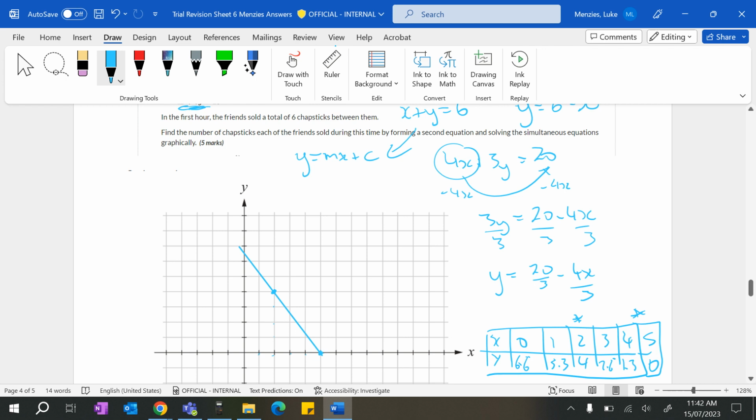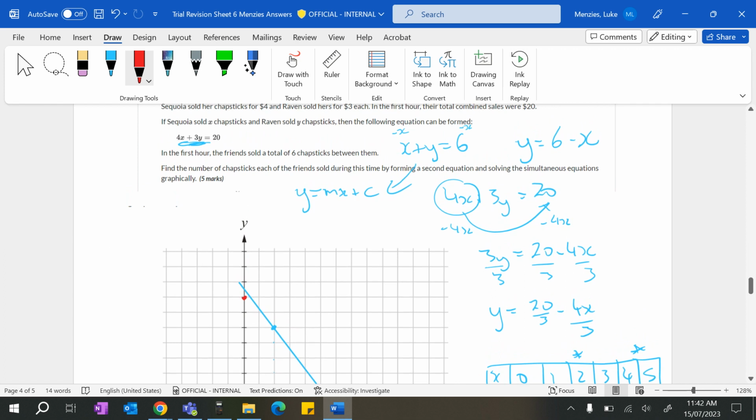So 1, 2, 3, 4, 5, 6. And I'll probably do it in a different color pen. Now, I'm not going to do a table of values this time. The reason is I'm going to use the gradient. There's a 1 there, so what that gradient of 1 just means is that for every unit I go down 1, I go across 1. And you can check it by doing a table of values if you need to, but I know it's going to be there.